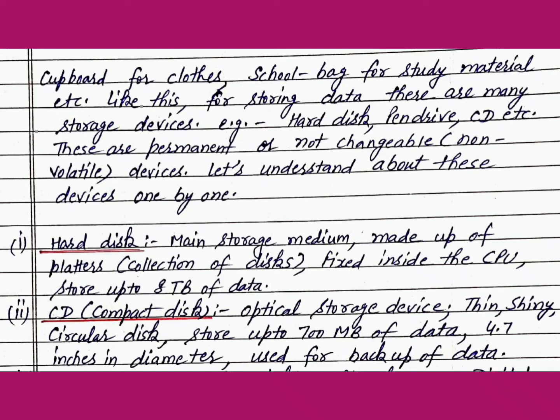Hard disk, main storage medium made up of platters, collection of disks fixed inside the CPU, store up to 8 terabyte of data. CD, compact disk, optical storage device, thin, shiny, circular disk, store up to 700 MB of data. 4.7 inches in diameter, it is used for backup of data.